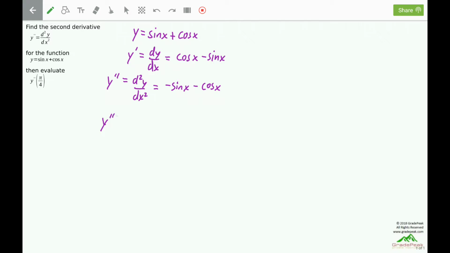We're now going to evaluate y double prime at pi over 4. So we have negative sine of pi over 4 minus a cosine of pi over 4. The sine of pi over 4 is root 2 over 2 times that negative. The cosine of pi over 4 is also root 2 over 2 times that negative. We can combine these together. Since they have a common denominator, we will just end up with 2 of them over the common denominator of 2, and with the negative. The 2's can now cancel, and we end up with negative root 2.